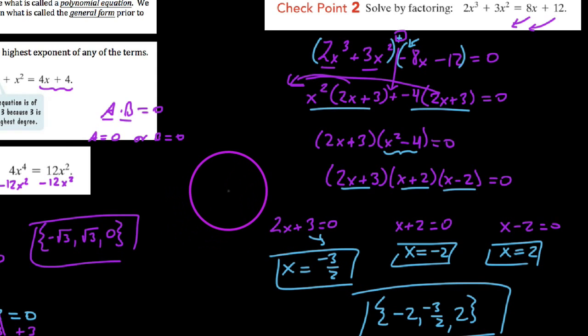So that's how you'll solve a polynomial equation. Set it equal to 0, factor it, and then we'll just set the factors equal to 0 and solve those. Easy.